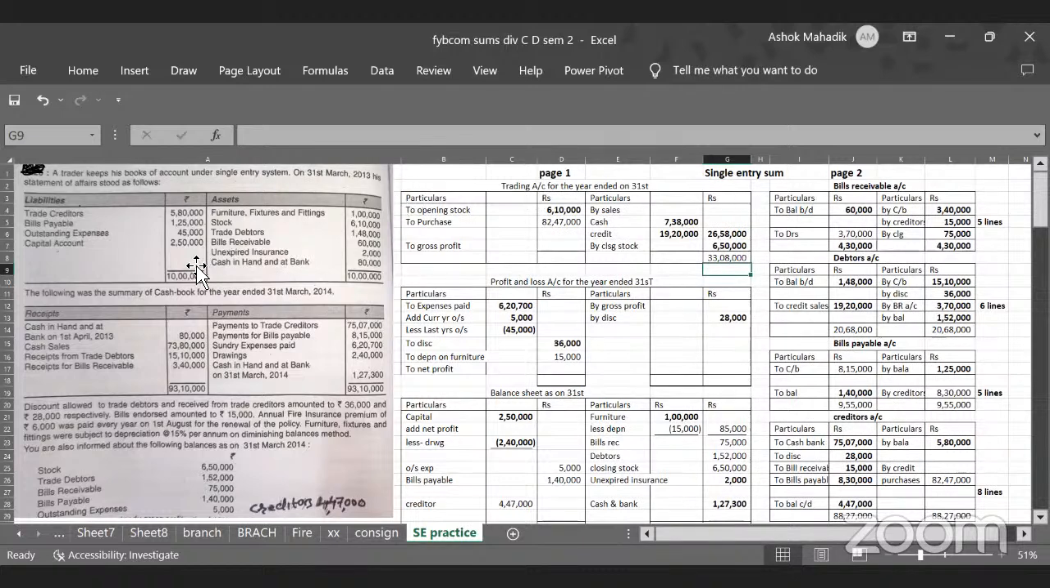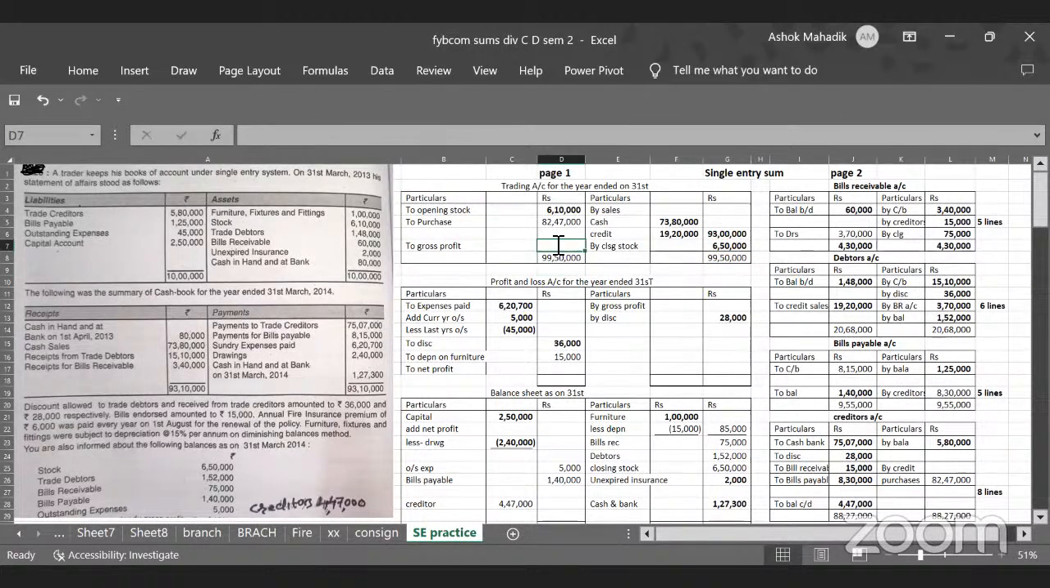Just a minute. I think the cash sales, cash purchases figure. No, cash purchases are not there, only purchases. Cash sales: one mistake I had made. See, cash sales given is 73,80,000. You can check it in the cash book debit side. Cash sales 73,80,000. So now I'll take the total of the debit side, transfer the credit balance rather.